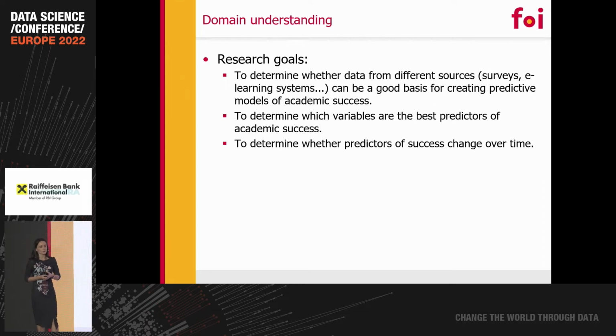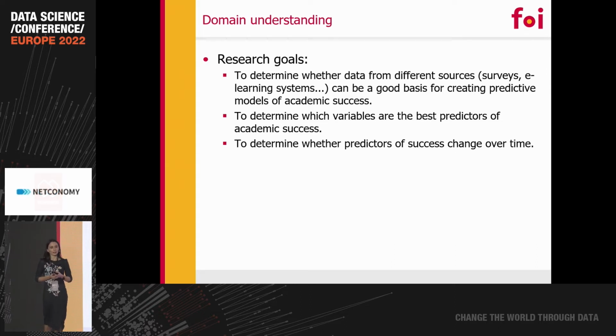Our goals were to determine whether data from different sources, and here I will show survey, learning systems data, and YouTube analytics data, can be a good basis for creating predictive models of academic success. Then we wanted to determine which of the variables used in the research are the best predictors of student success. And at the end, we investigated how these predictions change over time because we had data from different generations of students.